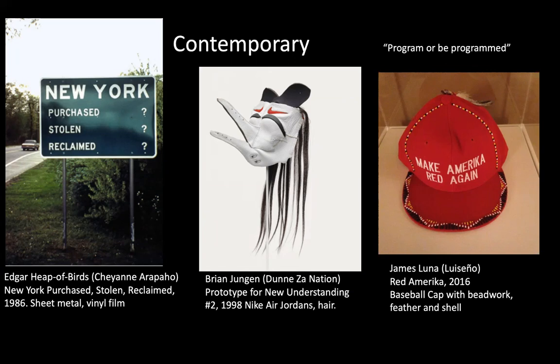He likes subverting that authority and trust by turning a sign about distance into a sign about indigenous resistance. And I asked Heap of Birds where he fabricated New York Purchased, Stolen, Reclaimed. And he chuckled that he used the same company that manufactures the actual New York State highway signs, which makes them almost completely identical. What did Picasso and Steve Jobs say?